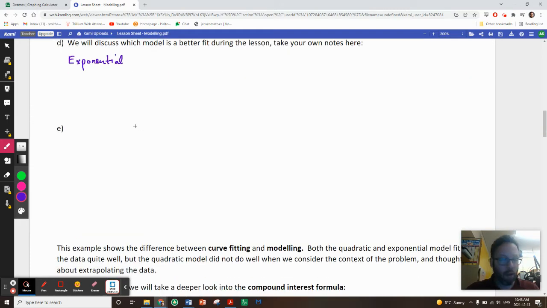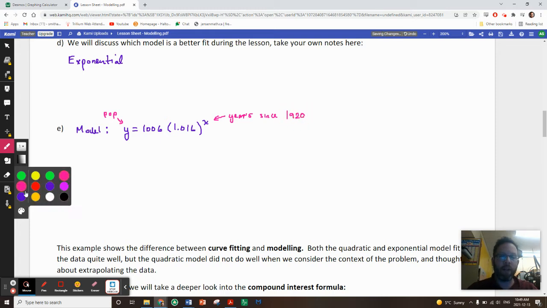Let's dive in here. Now that we have a model, and you guys have this on your sheet, I'm going to rewrite it down. The model was y = 1006 times 1.016 to the power of x. And for our model, remember, y was the population and x was the years since 1920. In this particular question, we're told the population is 5,000. Set y to be 5,000 and solve for x.